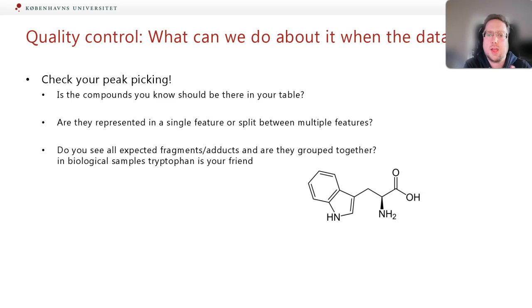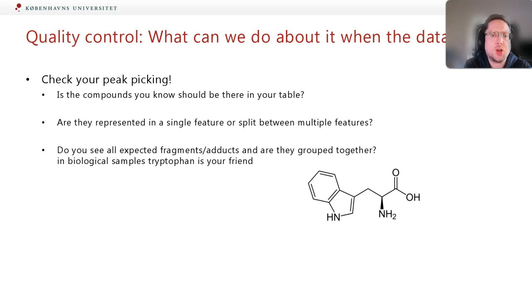So now you have recorded the data, you're sitting in front of the computer. What should you do? Well, you should know your samples a little bit. By that I mean you should have some compounds that you know should be there. So you can go check now in your peak table, are the compounds that I know should be there actually found? And are they represented in a single feature, or are they split between multiple features? Do you see all the expected fragments and adducts grouped together?